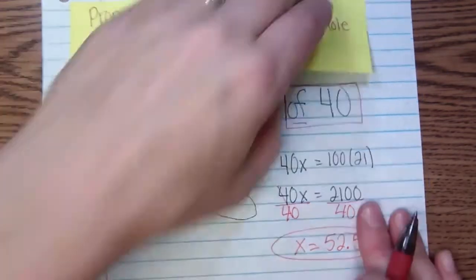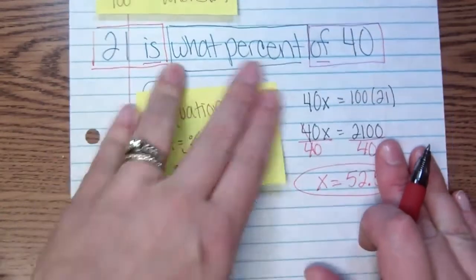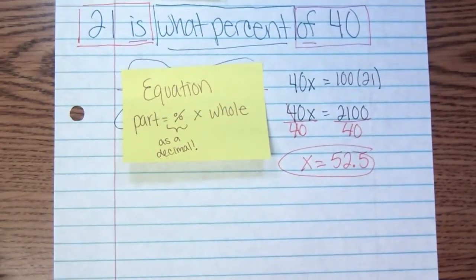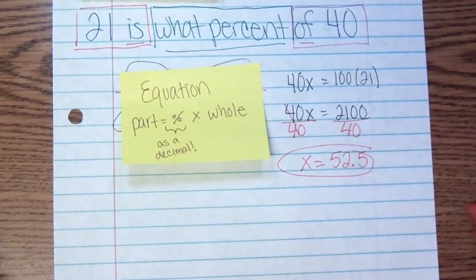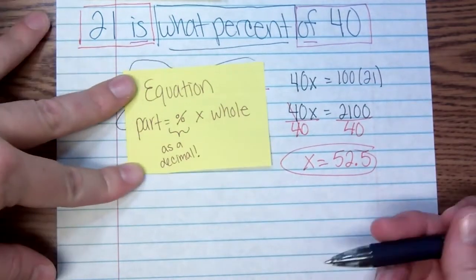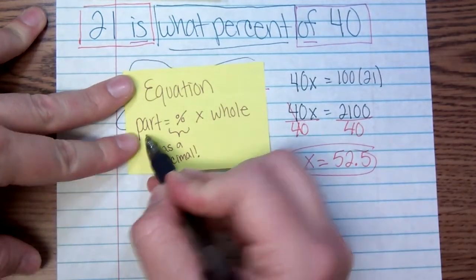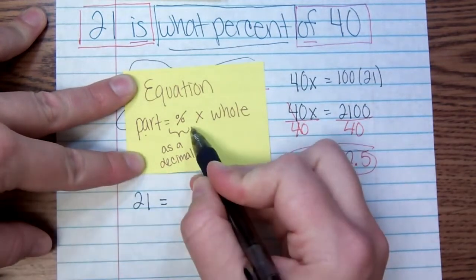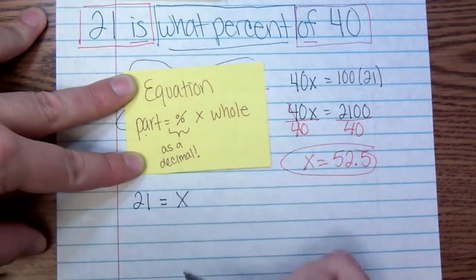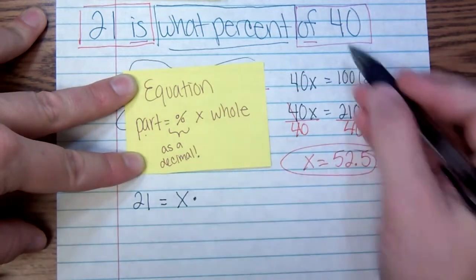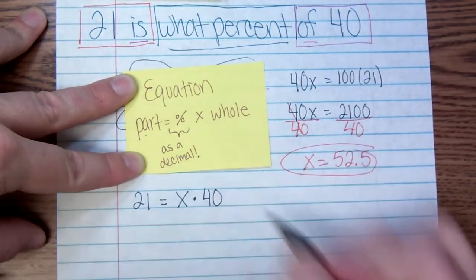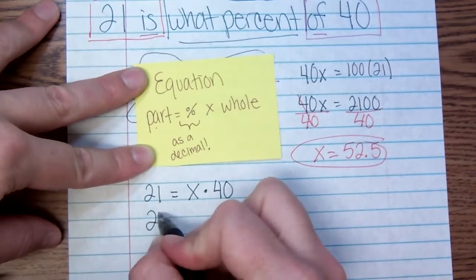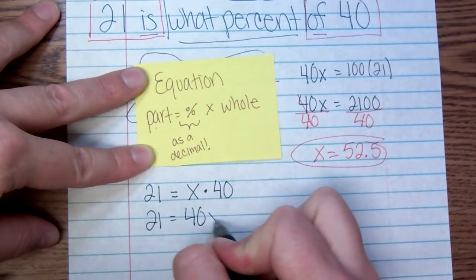That's using a proportion. If I want to use an equation, it's going to be a little bit different. I'm going to have the same numbers, but I'm going to pop them into this equation here. So my part is my is, so I know my 21 equals, I don't know what percent, so that's going to be my x, times my whole, which is 40. So this is really 21 equals 40x, honestly.